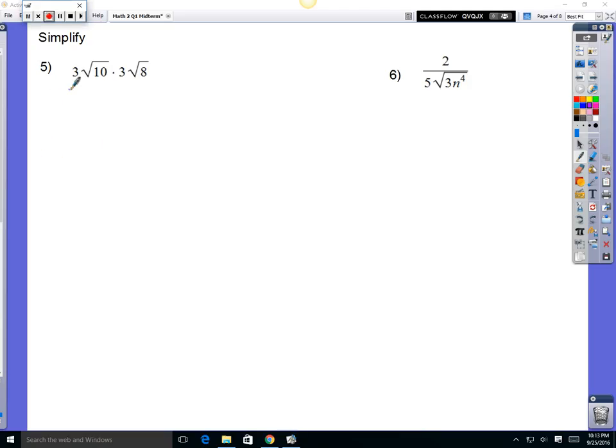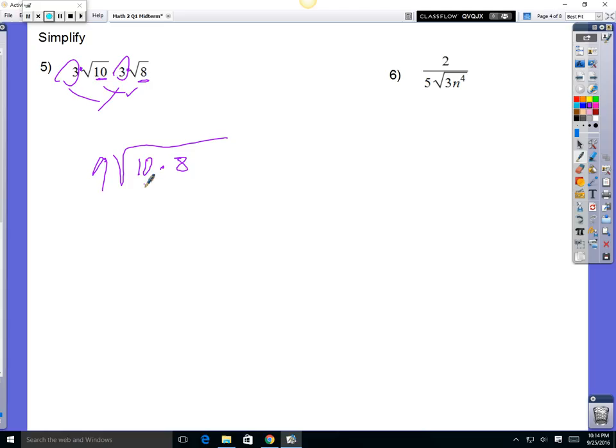Okay, number 5 is a multiplication. This is 3 square root of 10. And that's times 3 times the square root of 8. Multiplication, you times the coefficients. Take this and times them. 3 times 3 is 9. And you take these and you times them. The 10 times 8. But they need to stay underneath. So look at this, 10 times 8.